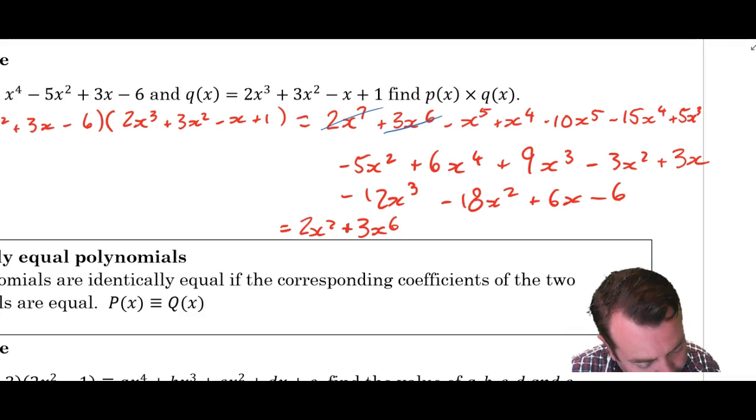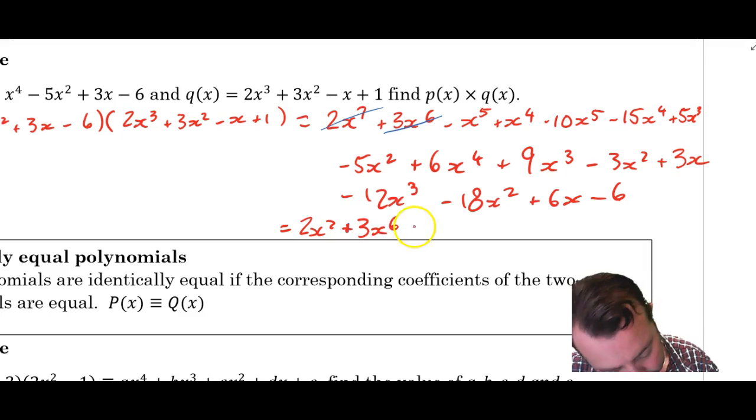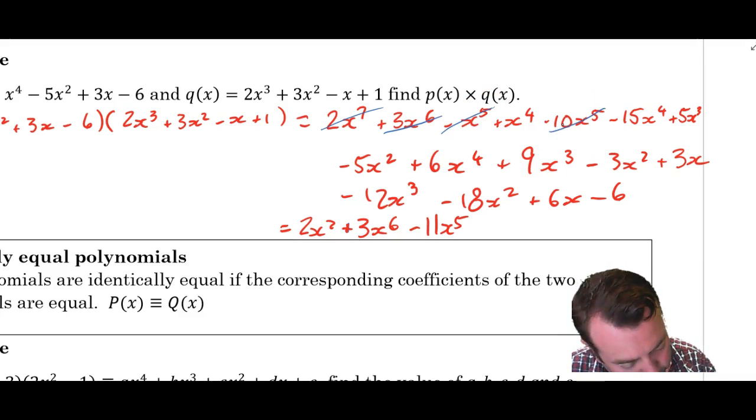Now, x to the 5, I've got a negative x to the 5 here, minus 10x to the 5, so that gives me minus 11x to the 5. Get rid of those ones so we don't miss them, or think that we've already dealt with them. Now we've got x to the 4s, and we've got a few more of these. They start to group up in the middle.